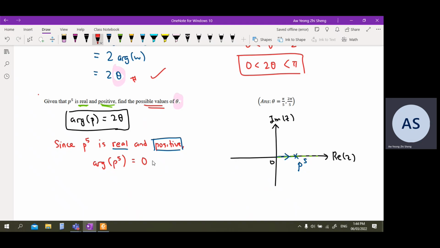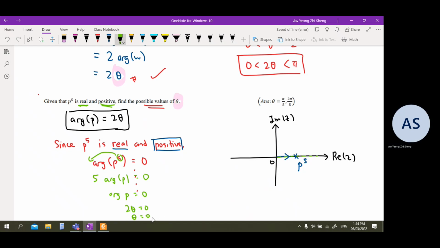Now, if you just put a 0 here and you continue to solve, you will end up getting the argument of p power 5 by applying the property that is similar to logs. The 5 can be brought to the front. So you have 5 argument p is equal to 0. Then you have argument of p is equal to 0. Argument p is 2 theta, so 2 theta equals 0 and theta equals 0.